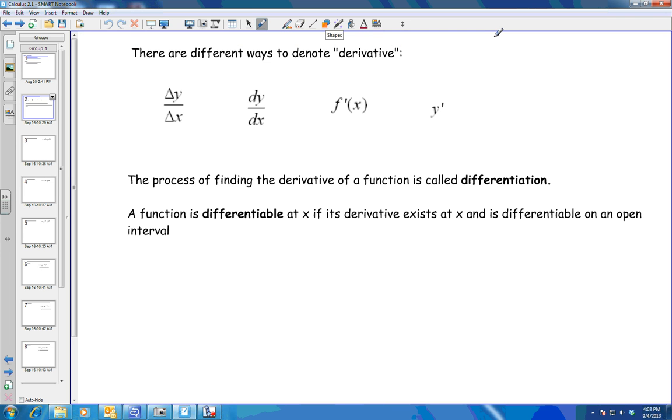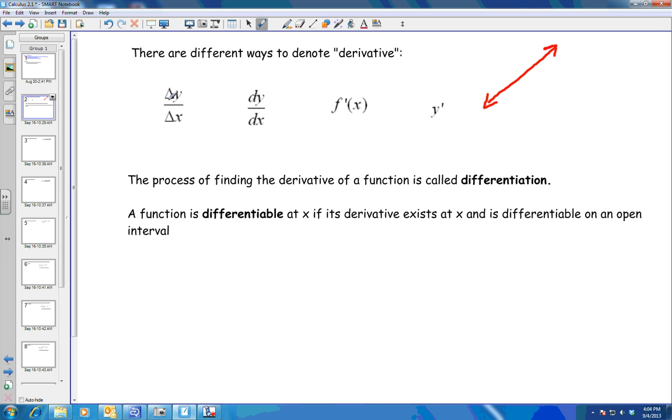First of all, there are lots of different ways to denote derivative. And anytime we hear the word derivative, we're always going to think of the rate of change of something. If I said, what is the rate of change of this line? Well, the rate of change of a line is just its slope. Okay, so slope is the same thing as derivative. So there are 4 different ways you might see derivative written.